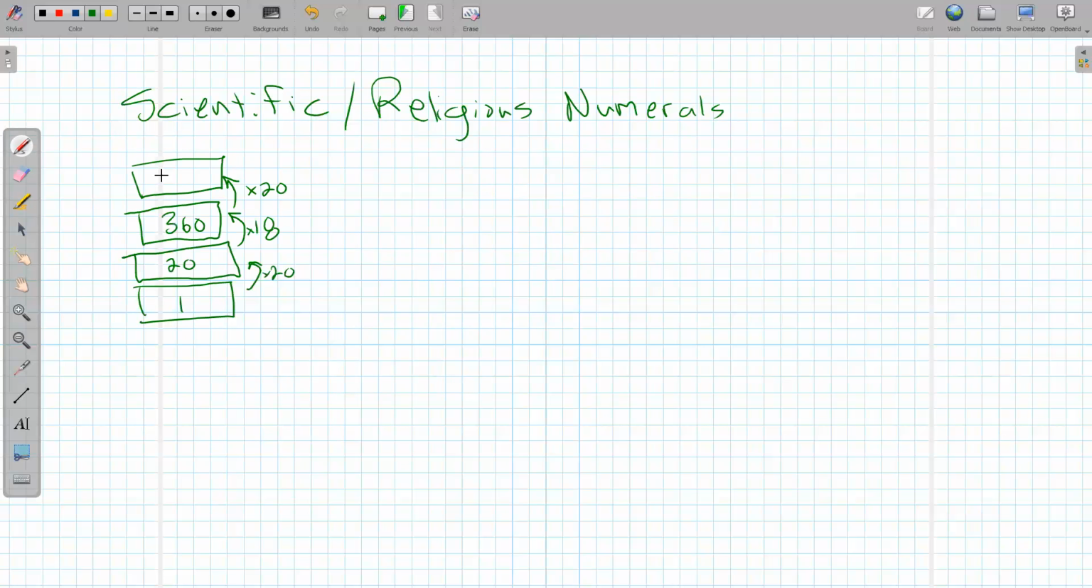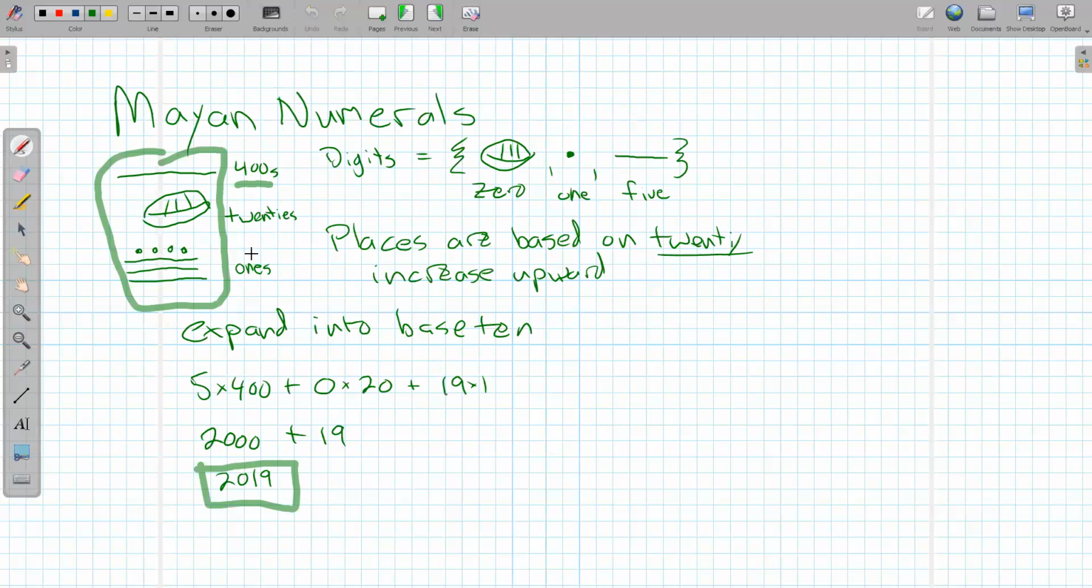So that would be 7,200, is that right? 2 times 36 is 72, and then 10 times 10 is 100, yeah. So the next place would be the 7200s. So that's a little bit different than this version of it here, where I have my 1s, 20s, 400s, and the next place would be the 8,000s, excuse me.